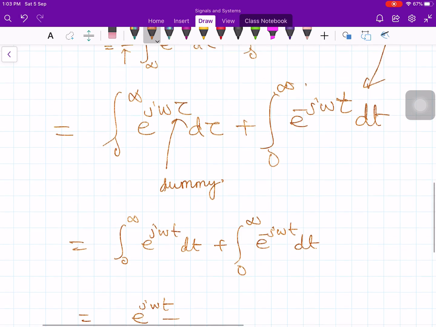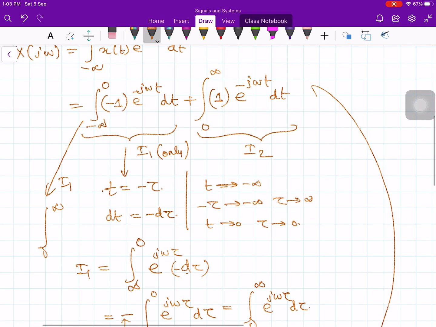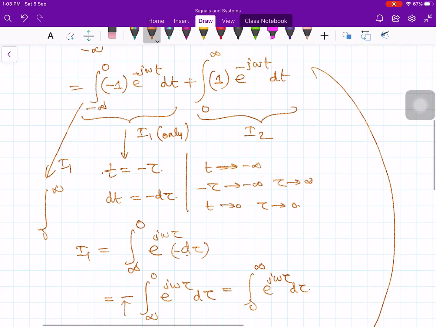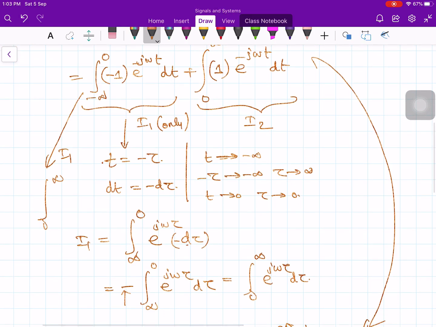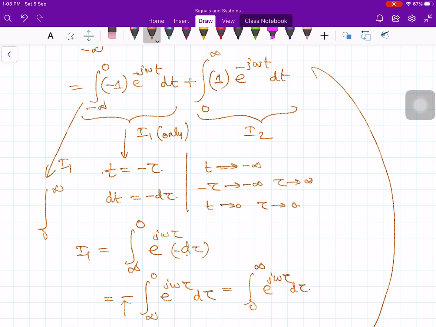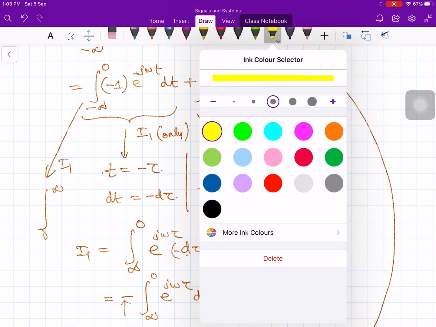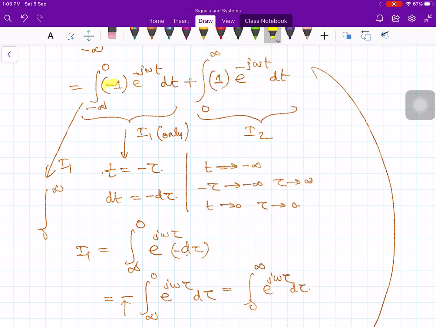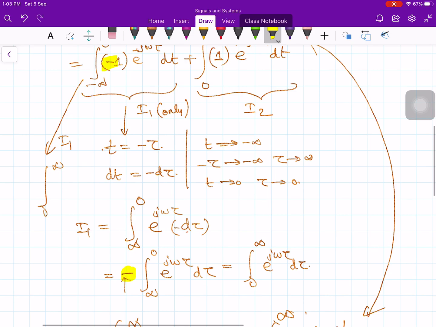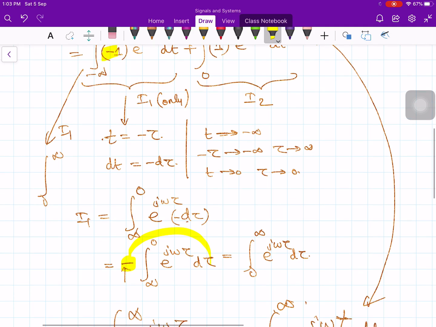I missed out some minus symbol somewhere else, am I? Yeah, there is one more minus, I am sorry. Let me... yeah, there is one more minus, and this minus comes from the dt, and a change of limits brings one more minus. So there are three minus signs.